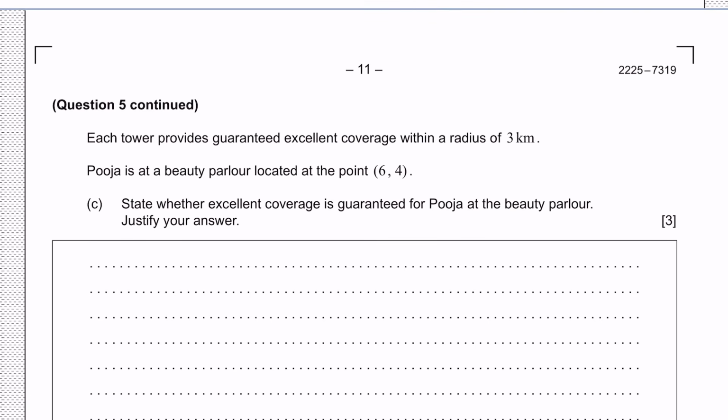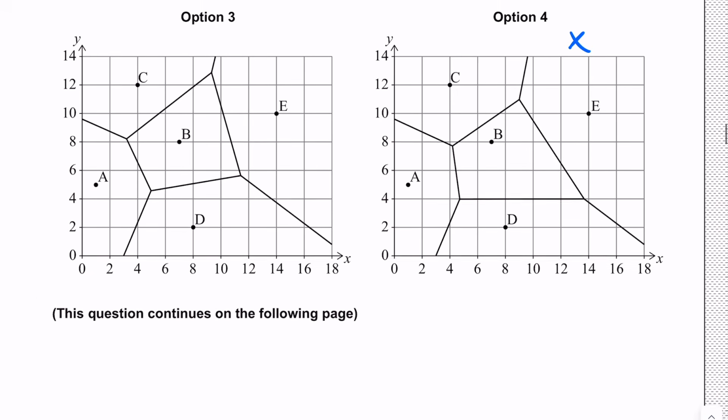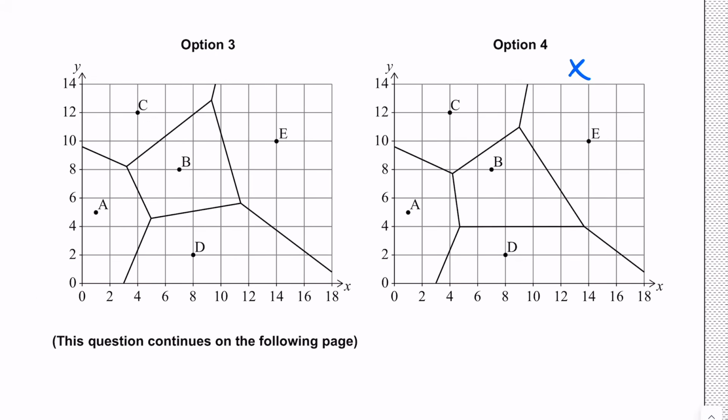State whether excellent coverage is guaranteed. At the moment it isn't, but if the plan is implemented, then that's a question that we can ask. So here it is, a little, I think, ambiguous in interpretation, but they are asking us to use the plan instead of the state of things as they are right now. So let's go ahead, plot this point 6,4. Here it is. Let's label it 6,4.